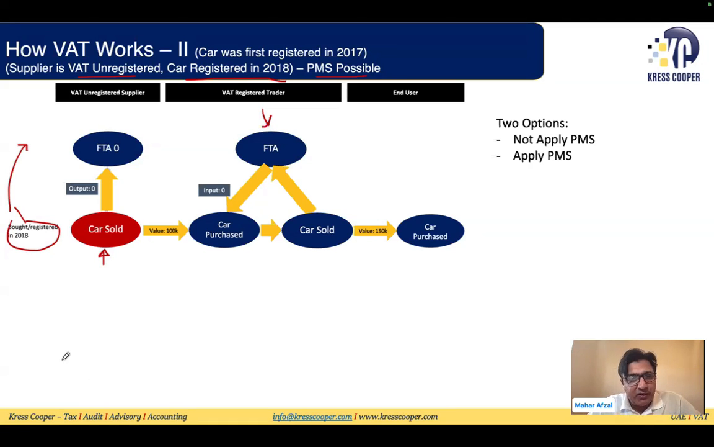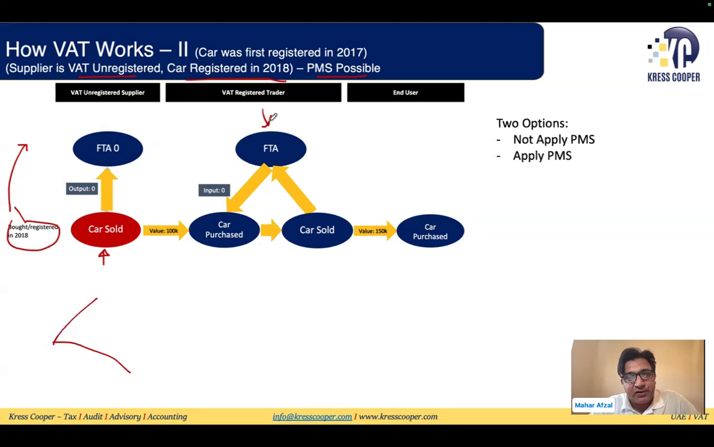I just wanted to give you the scenario because the biggest advantage of the profit margin scheme is that otherwise you will lose the competitive advantage in the market. If you are not applying the profit margin scheme and your competitors are applying it, then you will be out of the market. They will be in the market. I just wanted to give you an example.